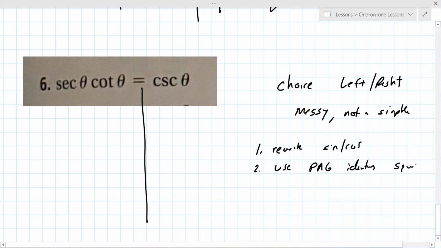Okay, so we're going to use the first one here. So secant is really 1 over cosine theta. What is cotangent again? It's cosine over sine.